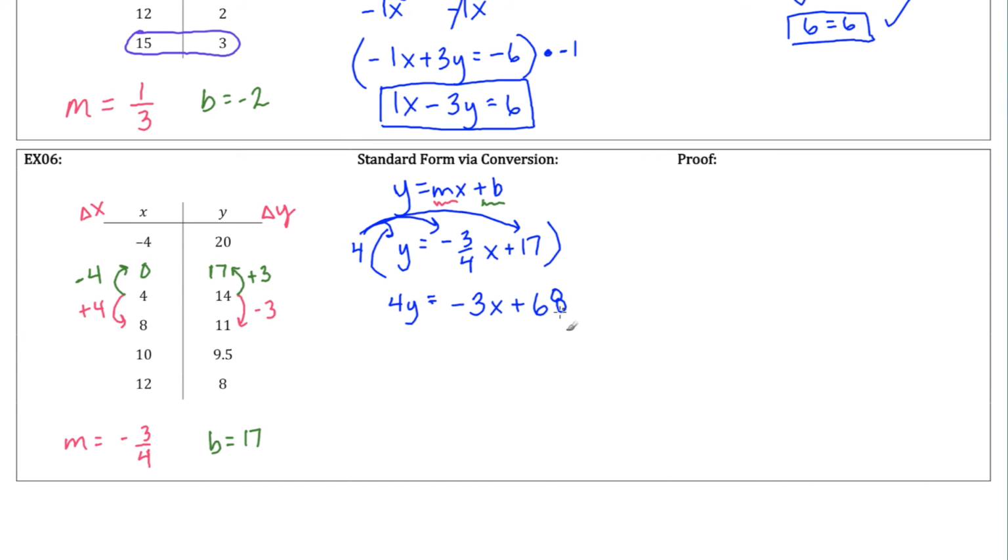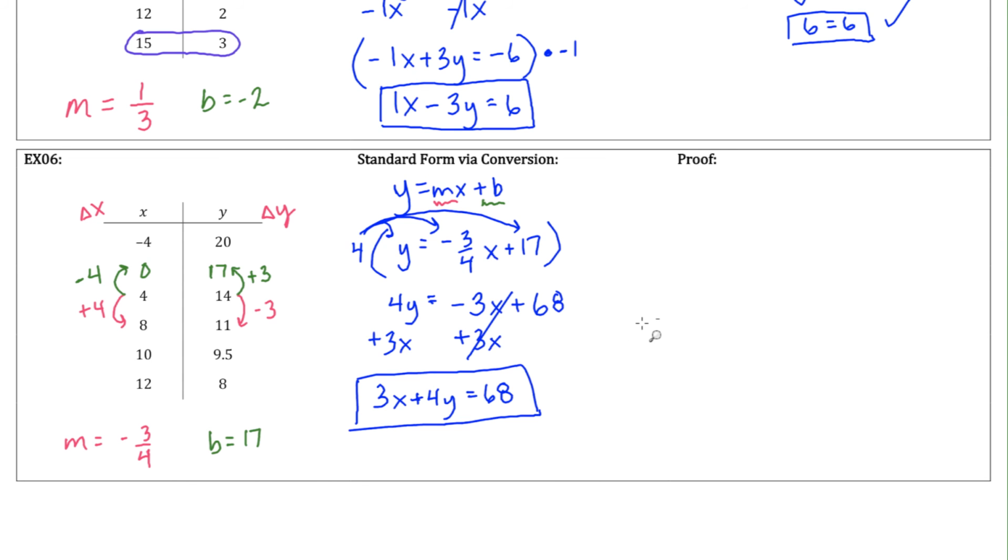Whoa. Can't write my 8 for some reason. It's good enough. And I need to move these x's over here. So 3x plus 4y equals 68. And I can't divide, like I can divide this one by 3, but I can't divide this one by 3. So I'm done there. And this is positive, so I don't have to multiply by -1. Cool.